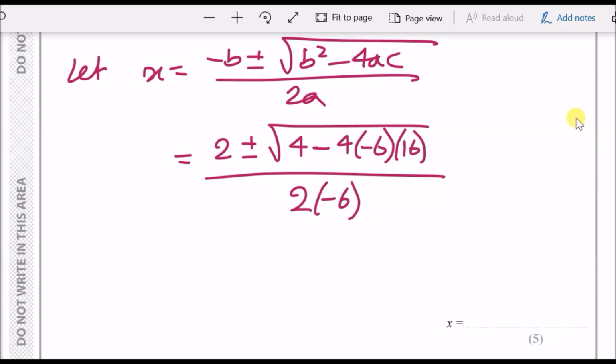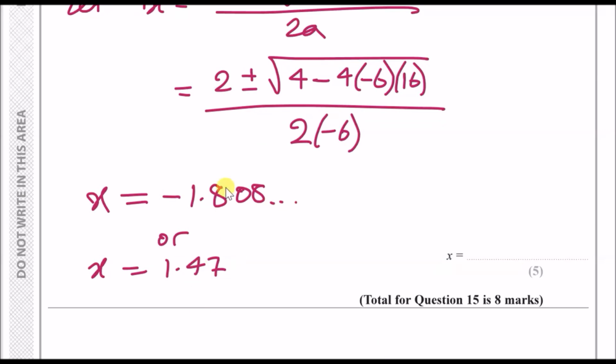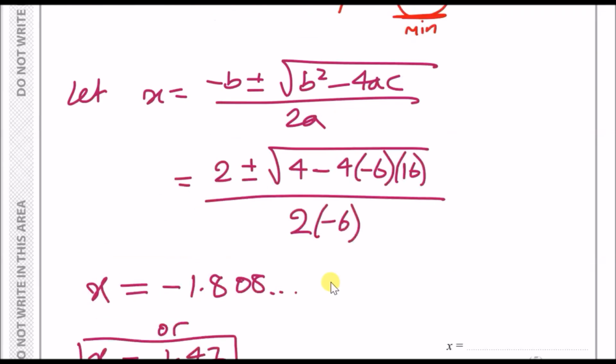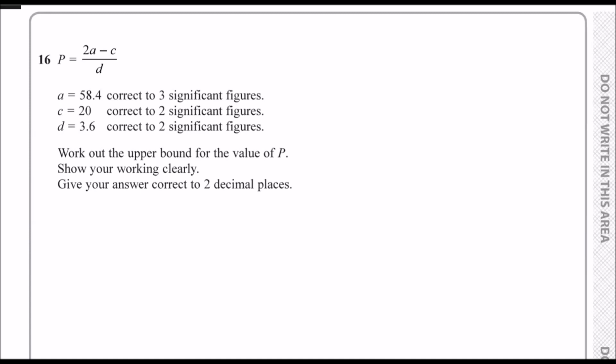And when you plug this in, guys, you're going to get two values for x. With a plus result, you're going to get, surprisingly, a negative answer of minus 1.808 and so on. Or with a negative result, you're going to get x equals plus 1.47. Now, only one of these values can be the answer because you only have one solution. My personal belief is that it has to be the positive result. Why? Because you're dealing with a shape, and you can only have real lengths. You can't have negative lengths. And that's it, guys.